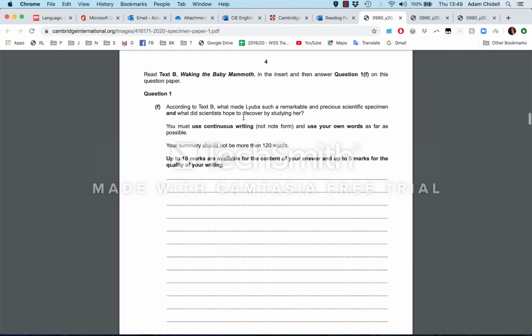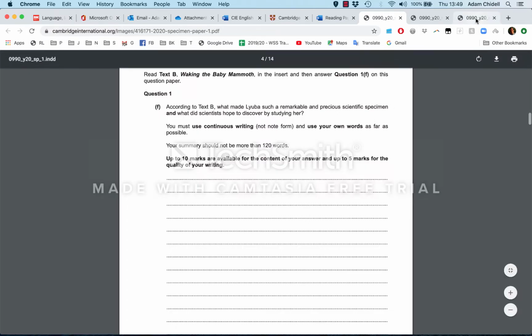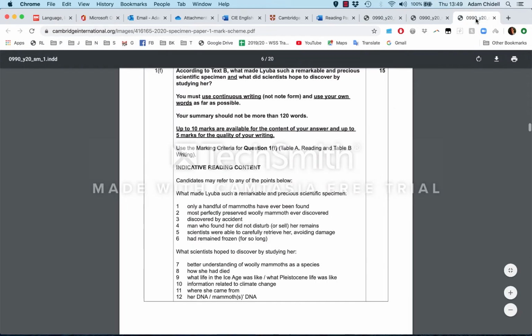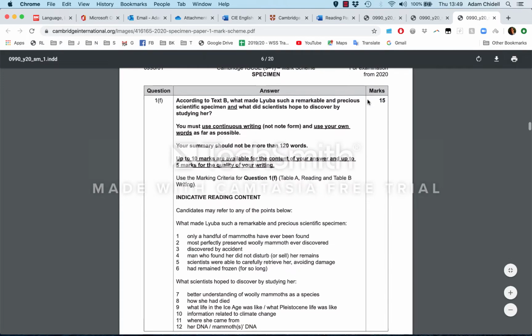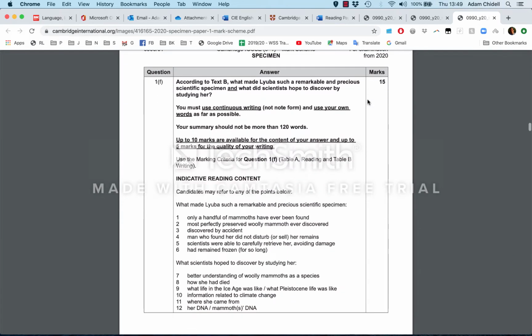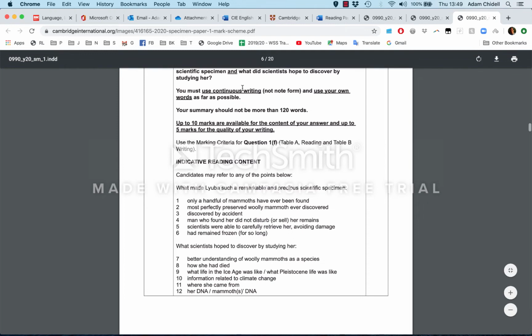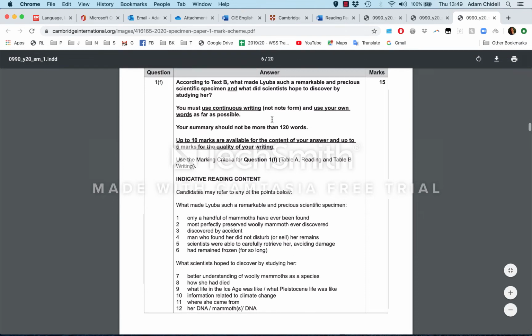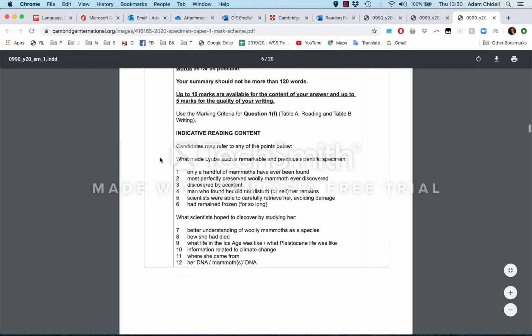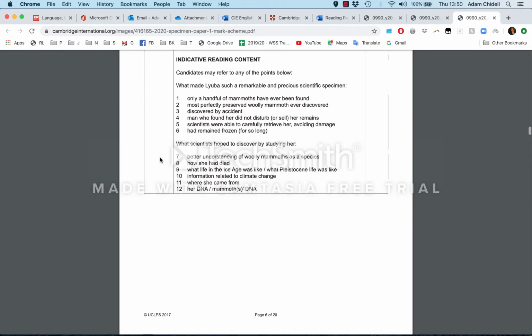Now, I'm going to have a look this time, rather than at the passage itself, because I think that would take just too long to go through and pick out all of the information. Let me show you the mark scheme for this question. Okay, so you can see here, this is what your examiner will have in front of them. Again, they have the question written out for them, all of the information that you're given, and then underneath that, they've got what's called indicative reading content.